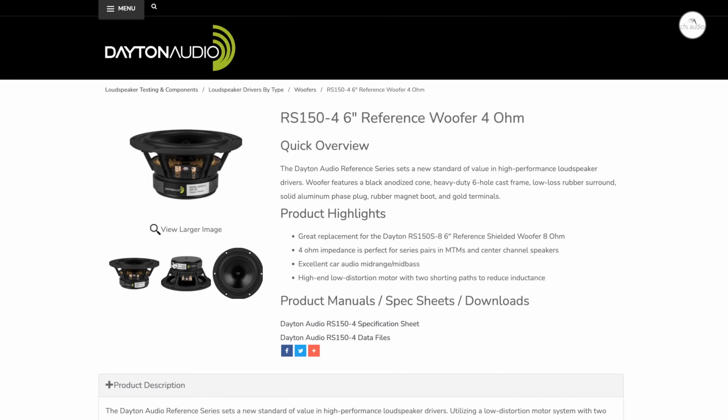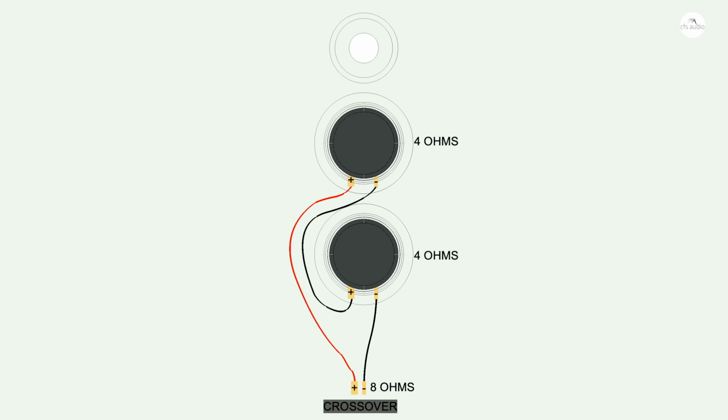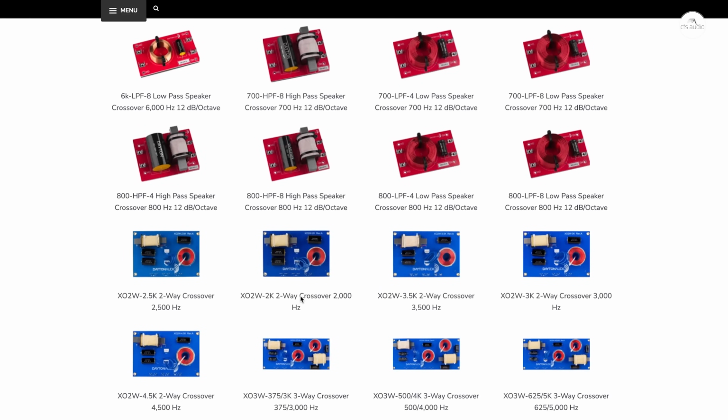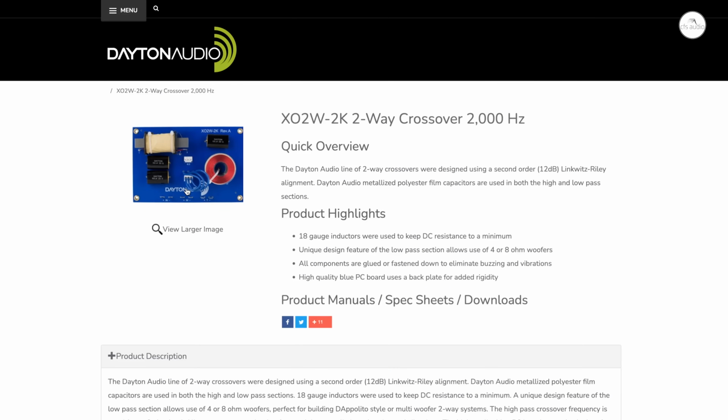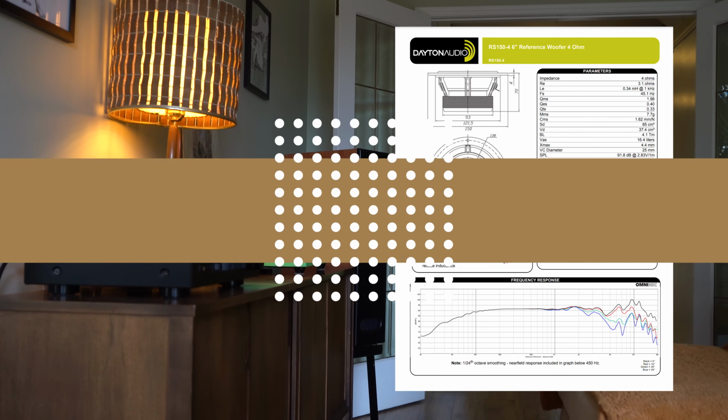So a little bit about them. The drive units are all from Dayton Audio's reference series. I've got a pair of their reference series 6-inch mid-bass drivers. They're both 4-ohm drivers wired in series, so I get an 8-ohm speaker. And then for the tweeter, I'm using one of their 1-inch soft dome tweeters. The crossover unit is a pre-assembled crossover that Dayton Audio produces, and it has a 2K crossover point. Looking at the driver specs, it really made the most sense to me.